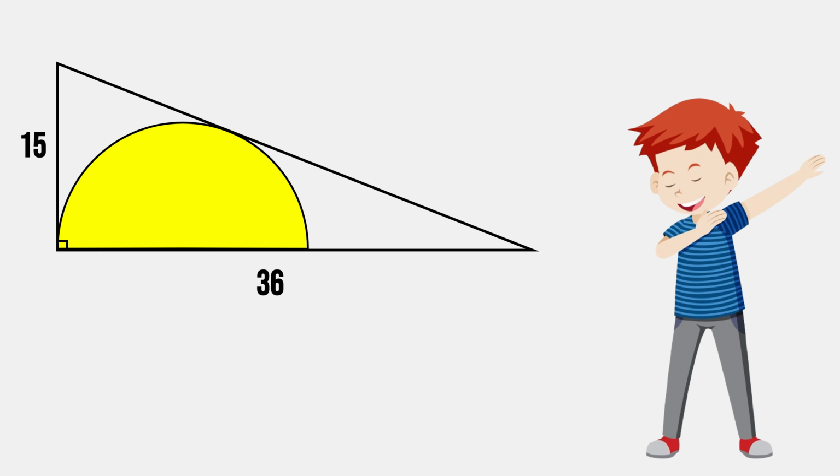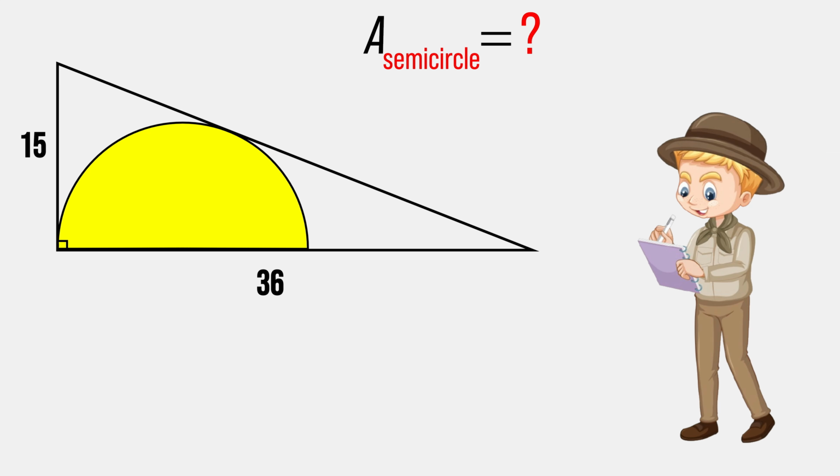The question asks us to find the area of a semicircle. Let's see what information the problem gives us. We have a right triangle with legs of lengths 15 and 36. As you can see, our semicircle is inscribed inside the triangle.